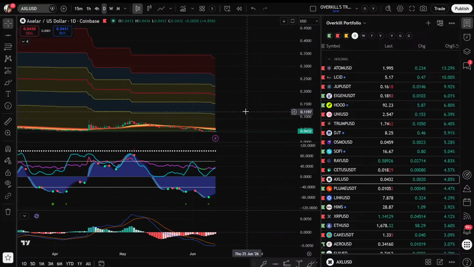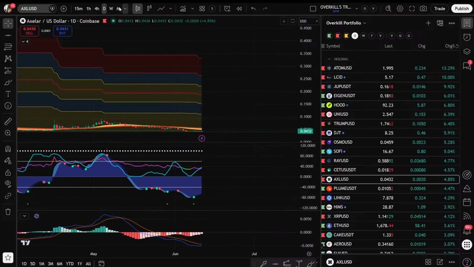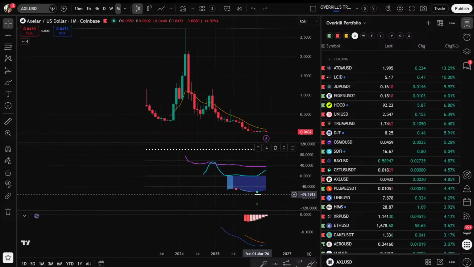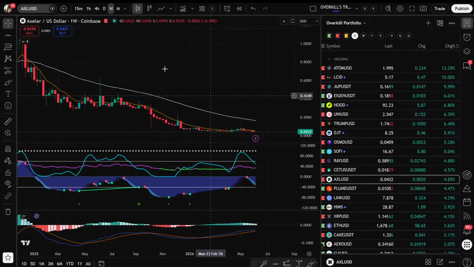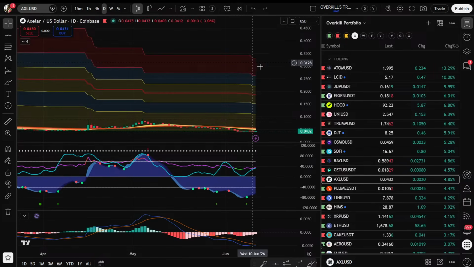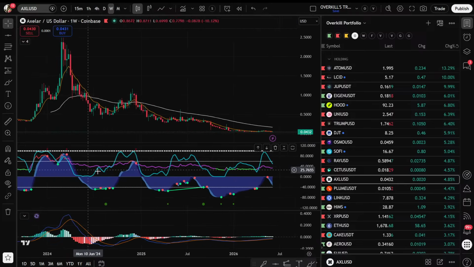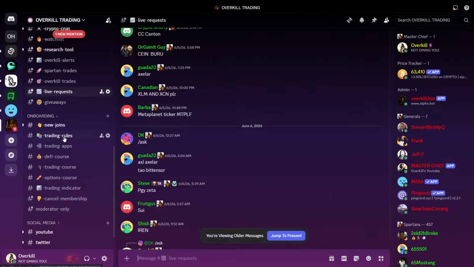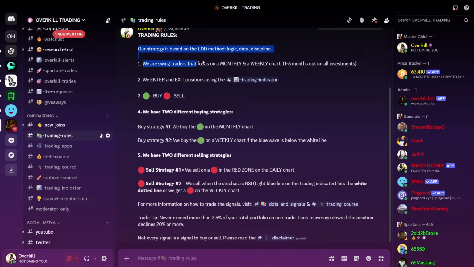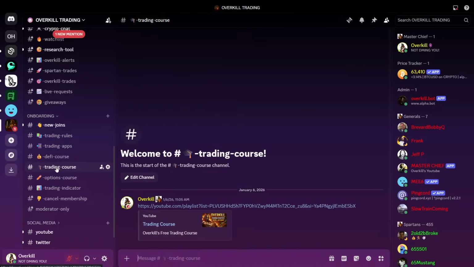If you guys are familiar with our trading strategy, what we look to do is we look to buy when we get a monthly dot, okay, or a weekly dot. And this one doesn't have the weekly, but it has the monthly. And then we look to sell either up here in the red zone or on a weekly dot up here. Okay, we want to sell when this weekly wave is up here given a red dot, or when we're up here in the red zone on the daily. Again, the trading rules, this is our strategy over here. You guys can learn all about this in the free trading course over here if you guys are new.